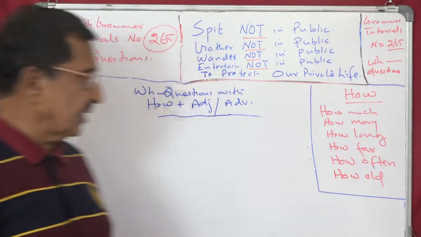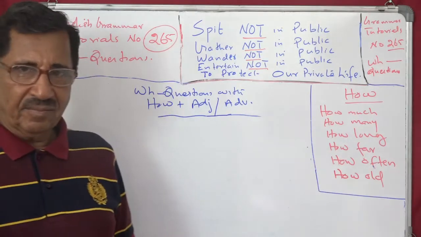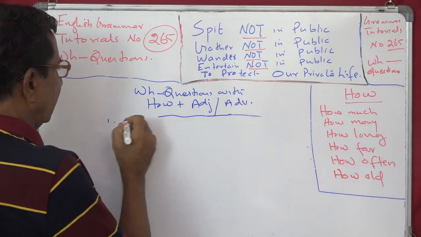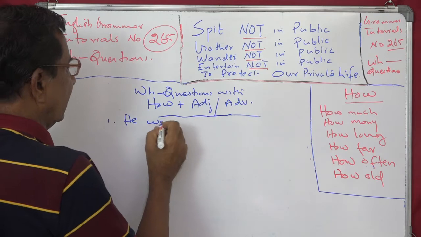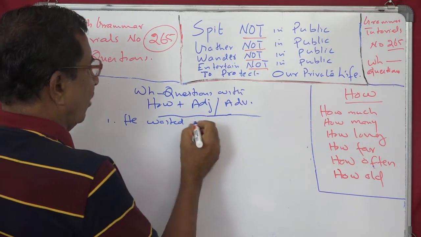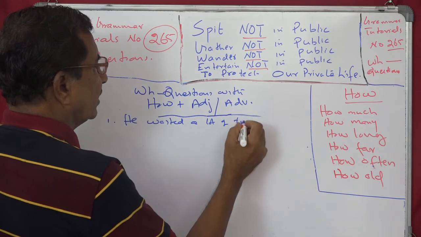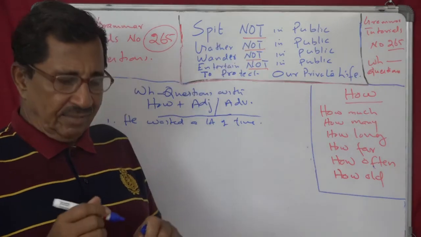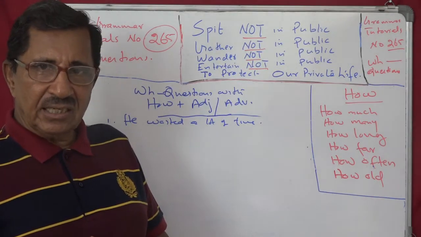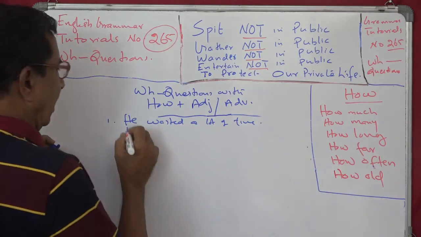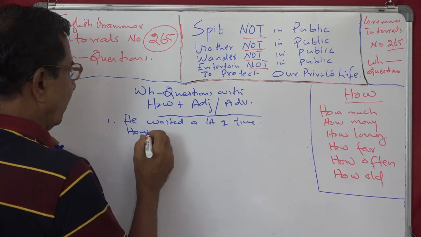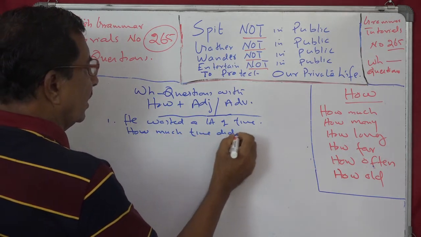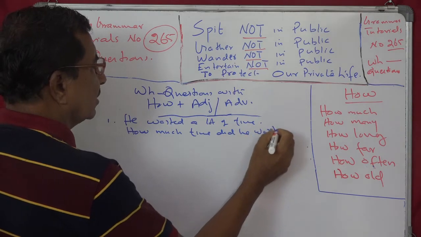So for example, if you want to know quantity, then you can say: he wasted a lot of time. He wasted a lot of time. So if you want to ask a question about the quantity of time, you can say, how much time did he waste? You can say like that.